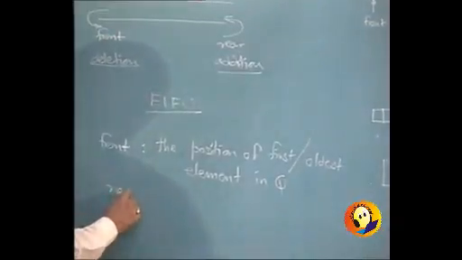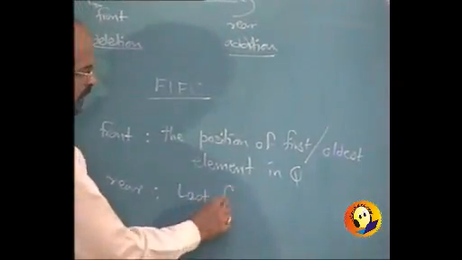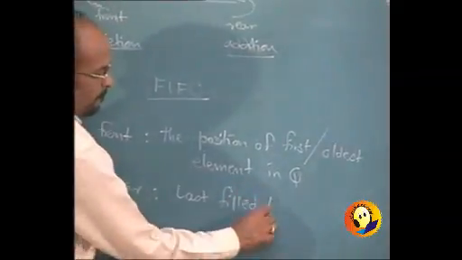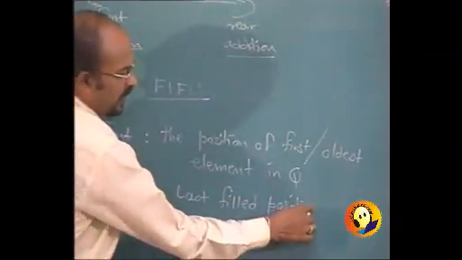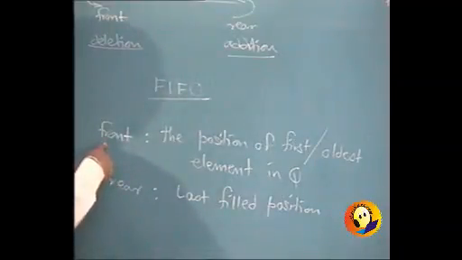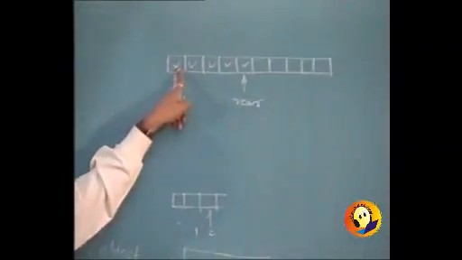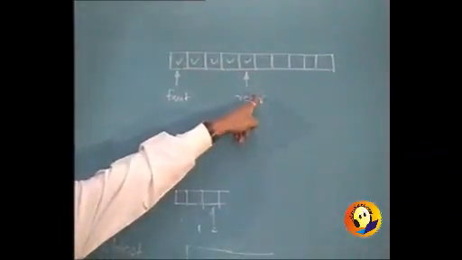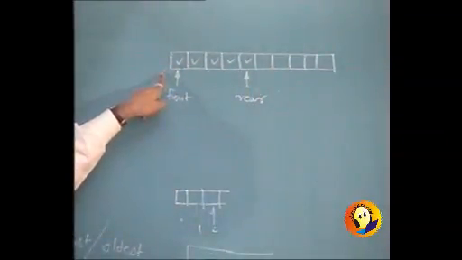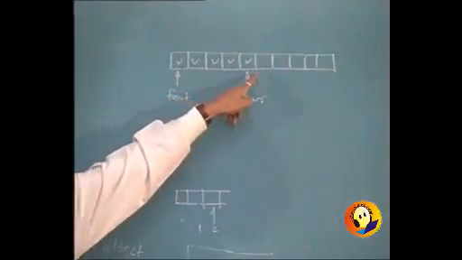whereas the rear is the position of the last filled position, as we have written it for the stack. So rear will be the last filled position and front is the position of the oldest element in that particular queue. So here this will be the element which has come before all other elements. That's why it has occupied a position over here. Then this was the next element which has reached, then this one, then this one, then this one.